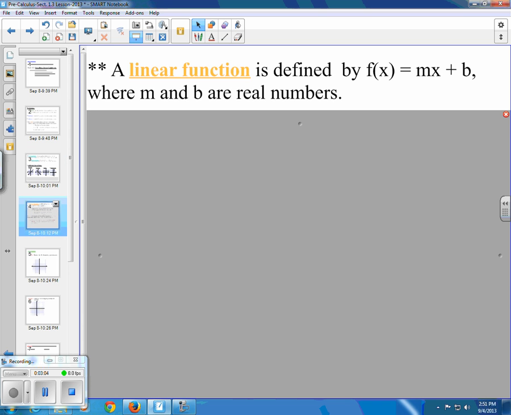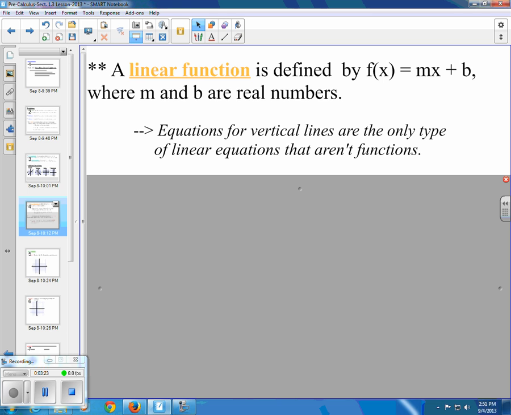And the last slide of information, a linear function, let's get rid of the y and replace it with f of x, give it some function notation. So f of x is equal to mx plus b. M and b are real numbers, and we're actually used to m and b being the slope and the y-intercept.